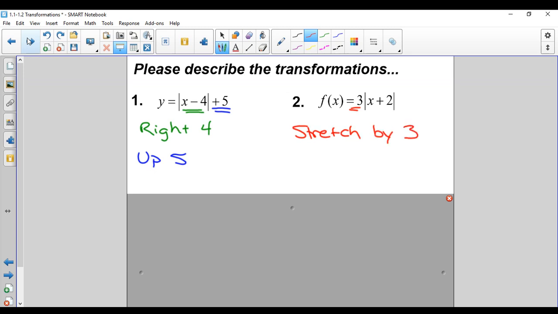I would prefer if you told me a little bit more and told me it was a stretch by a factor of 3. And then I move on to the inside. I have x plus 2. I'm moving the opposite direction as I did in number 1 there, so I'm moving left 2 units. And that's all I'm doing.